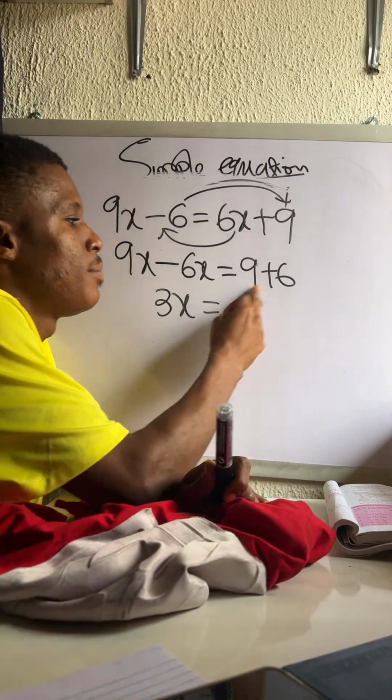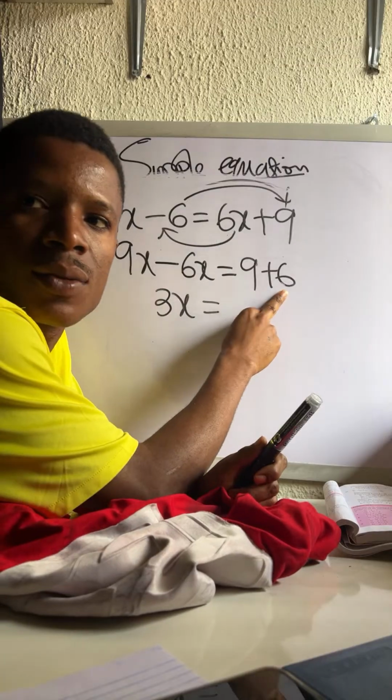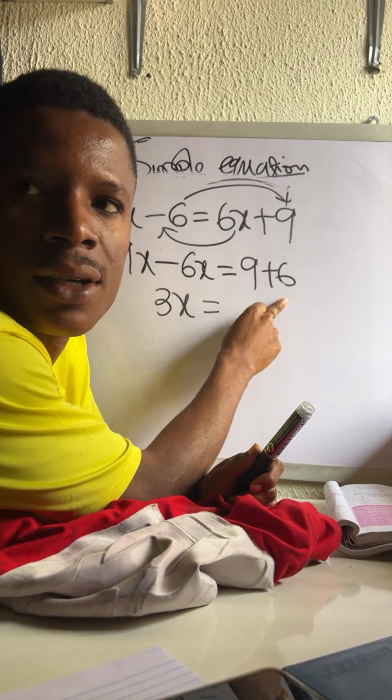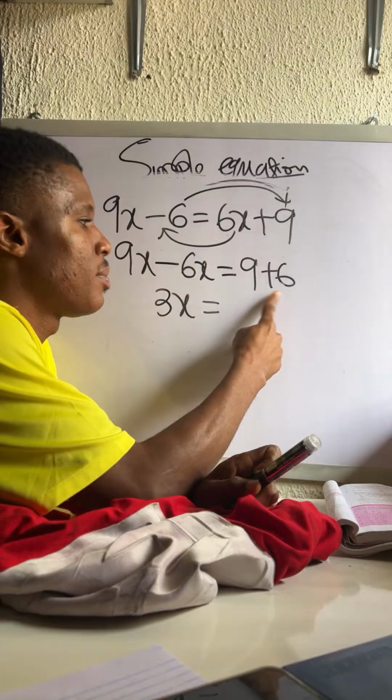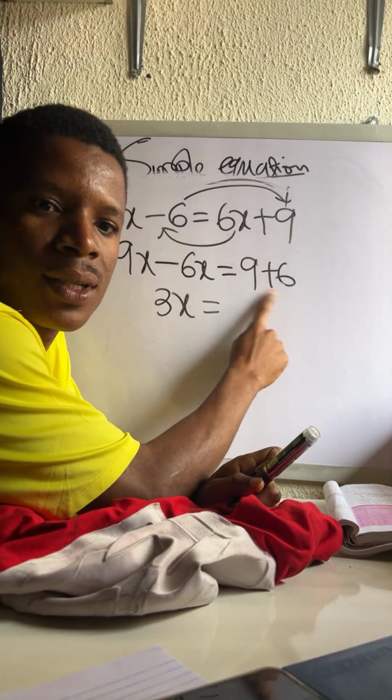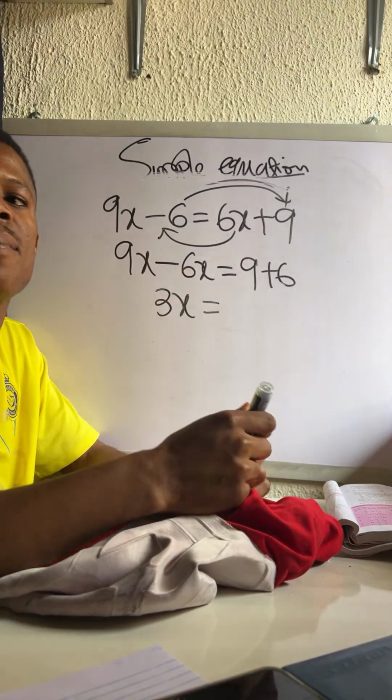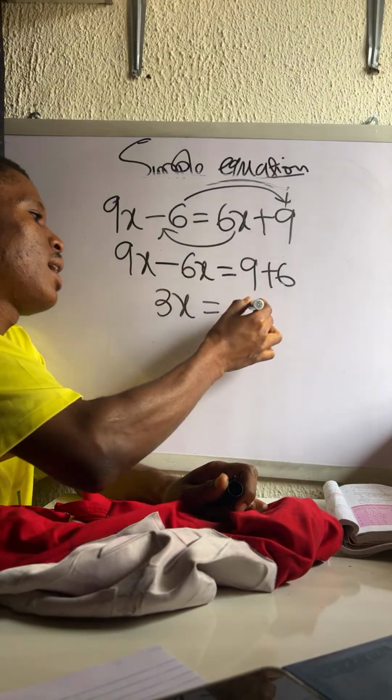Then what is 9 plus 6? Write it in the comments. What is 9 plus 6? 9 plus 6 is 15. Thank you guys for the like.